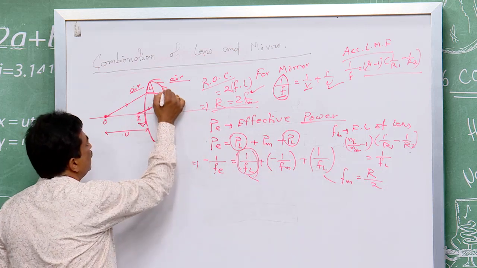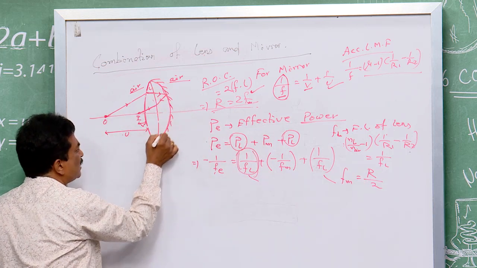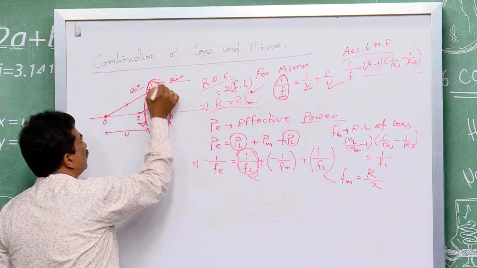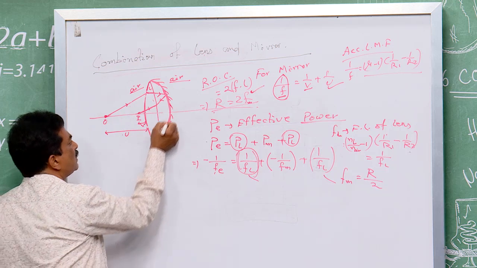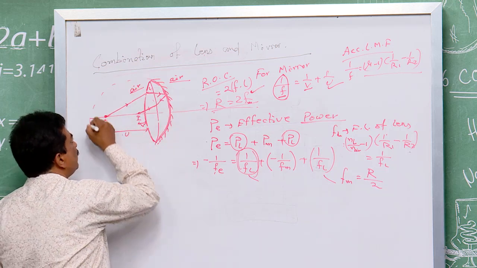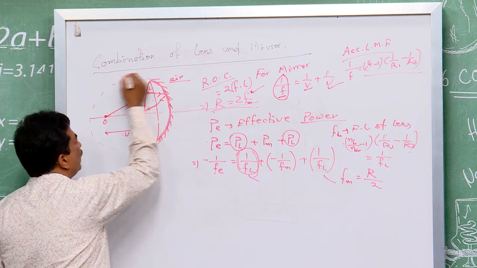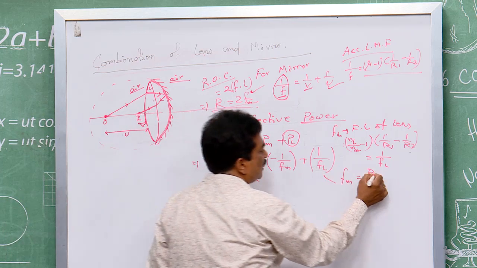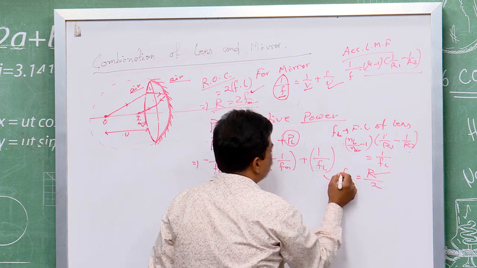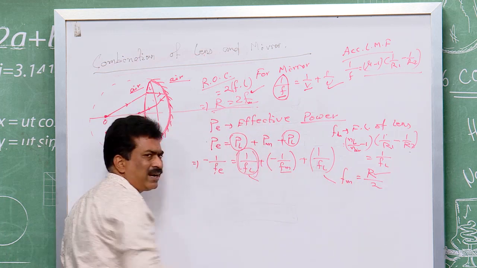For this mirror. This mirror is spherical in form. So what is a spherical mirror? It is a part of a sphere. So when it is a part of a sphere, we know the radius of curvature. So this radius of curvature value we know, and the FM value can be calculated easily.